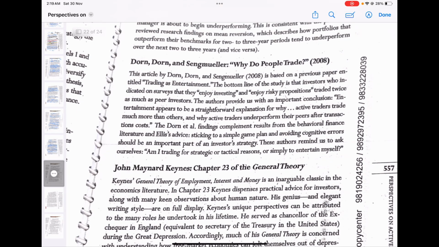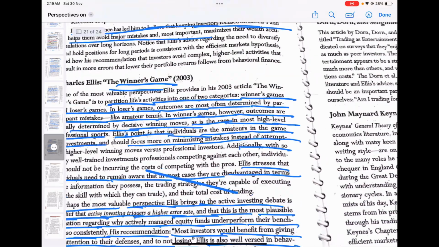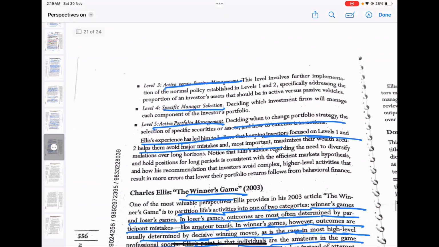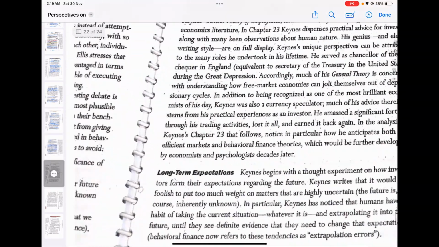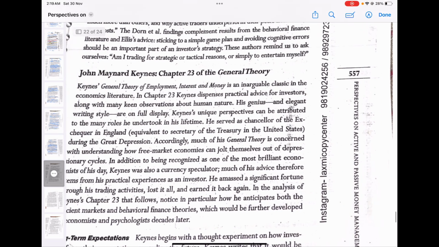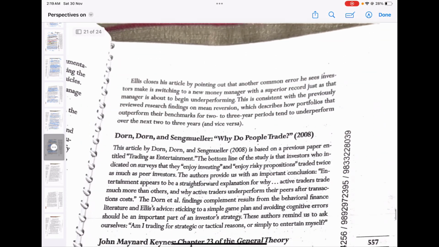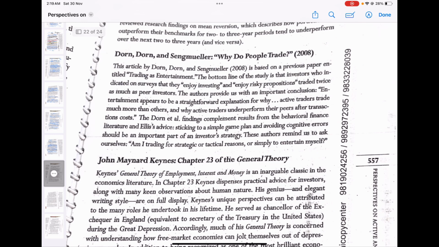Okay, so we also saw Charles. We also saw John. Right. Fine. Now let's come to Dunn and Sengmüller.